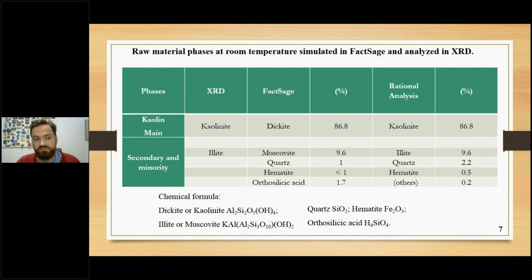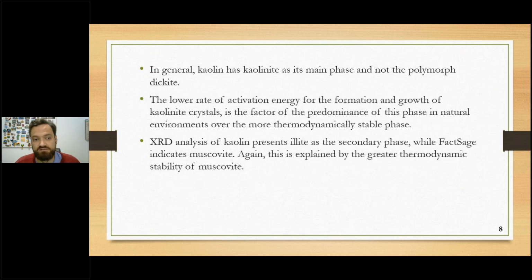Here in this table it is possible to see first the analysis of the raw material kaolin, by X-ray diffraction, FactSage, and rational analysis. It's possible to see a good agreement between results from FactSage and rational analysis, but the main phases are different between X-ray diffraction and FactSage. In general, kaolin has kaolinite as its main phase and not the polymorph dickite.